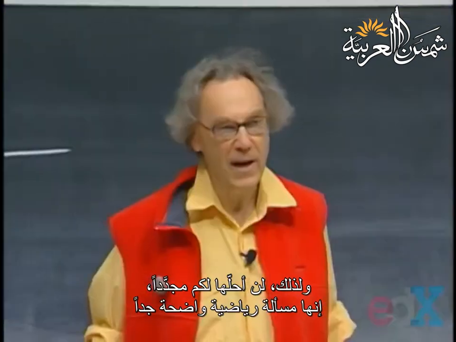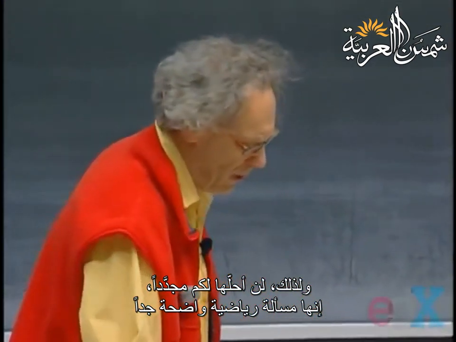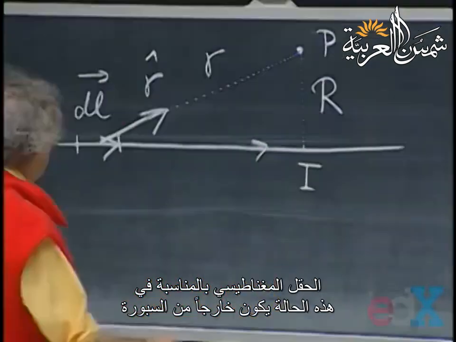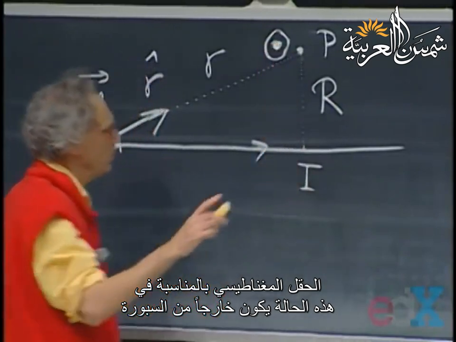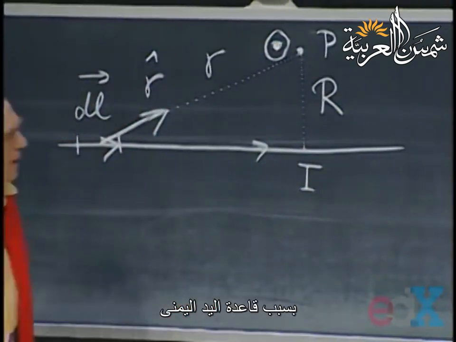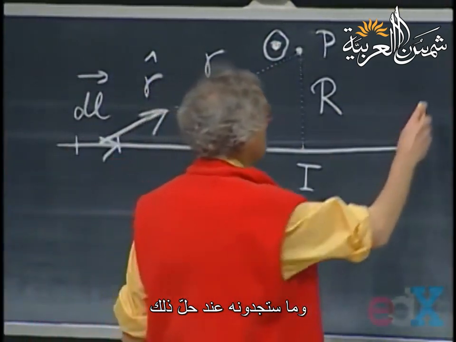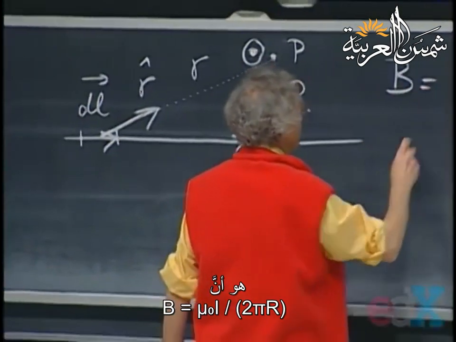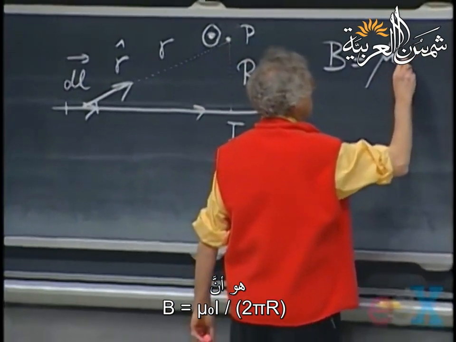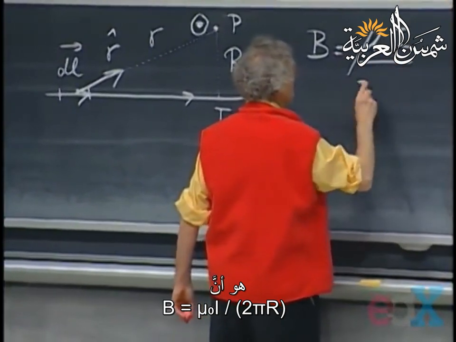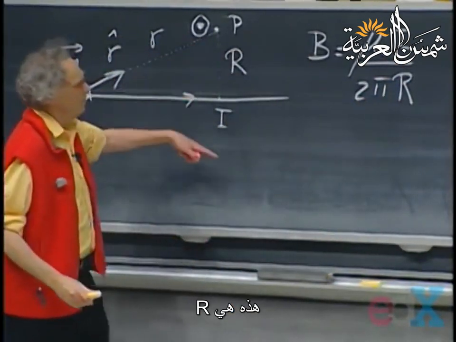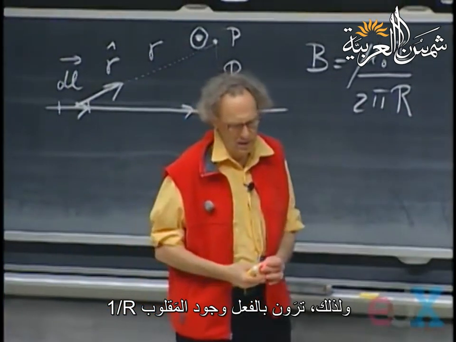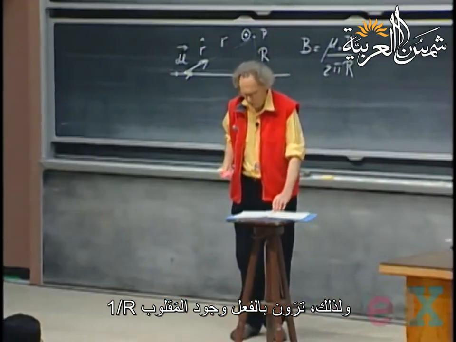So I'm not going to do this again for you. It's a very straightforward piece of mathematics. The magnetic field, by the way, in this case would come out of the blackboard because of the right-hand corkscrew rule. And what you find when you do this is that B equals mu 0 times I divided by 2 pi r. This being r, and so you indeed see that the 1 over r comes out.